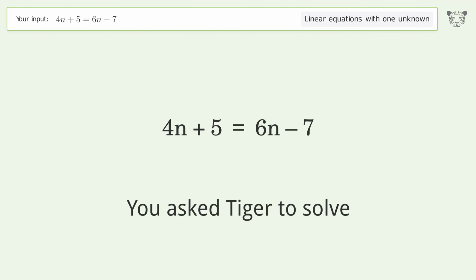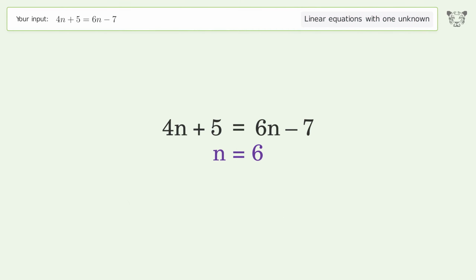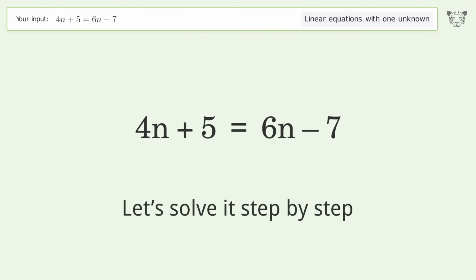You ask Tiger to solve. This deals with linear equations with one unknown. The final result is n equals 6. Let's solve it step by step.